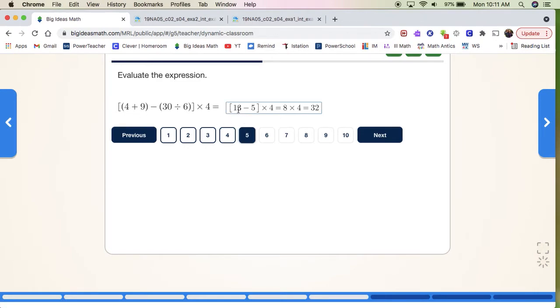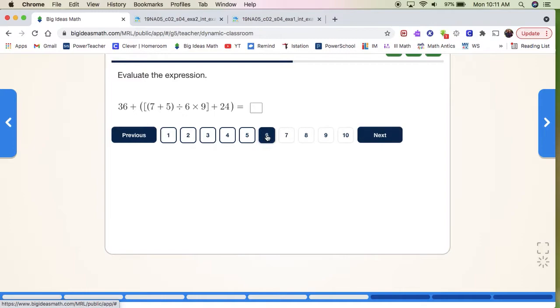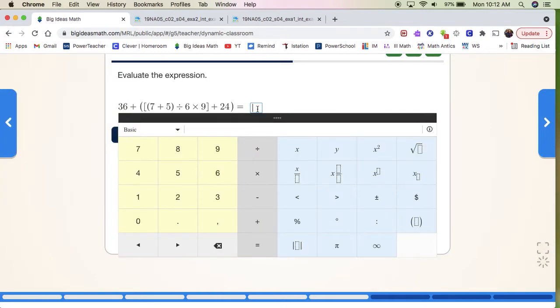This became that. This became this. And then this evaluated to that. Parentheses again inside your brackets. So I'm just going to write everything else down just like it is. So it's going to be 36 plus. Now I've got parentheses.